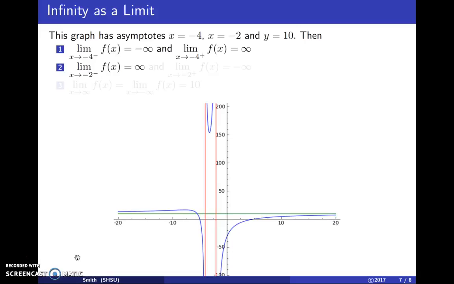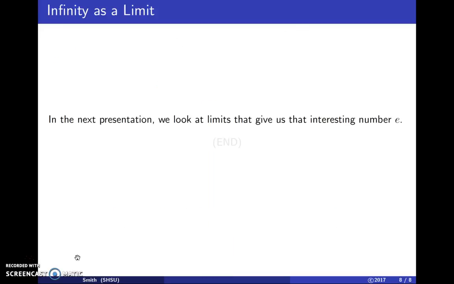Same way at minus 2, approaching from the left of that red x equals minus 2 asymptote, my function is shooting up. If I approach minus 2 from the right, my function is shooting down. Meanwhile, there's a green asymptote that tells me that as x goes off to the right or to the left, my y values are approaching 10. In the next presentation, we look at limits that give us the interesting number e.